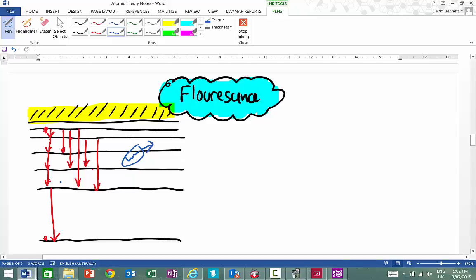Alright, so that's really what actually happens there. And every time it falls, it produces a photon. And that's what you're seeing with the fluorescent light, that process.